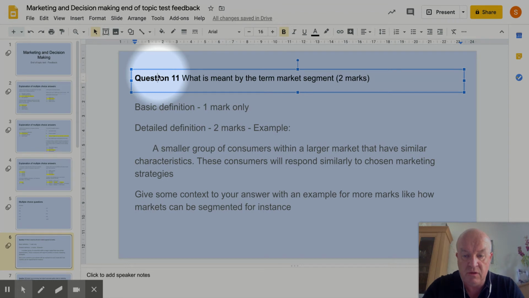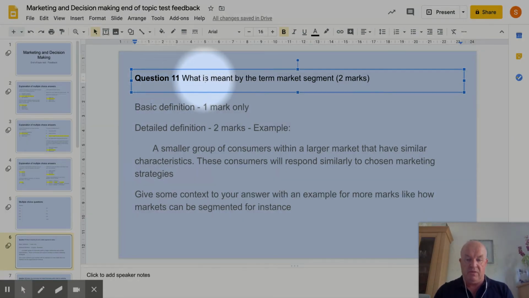And I'm going to go through each one and try and help you to unpick exactly what you should have included in the answer. Okay, so let's look at question 11 to start with then. And that is, what is meant by the term market segment? Okay, so 2 marks available there.